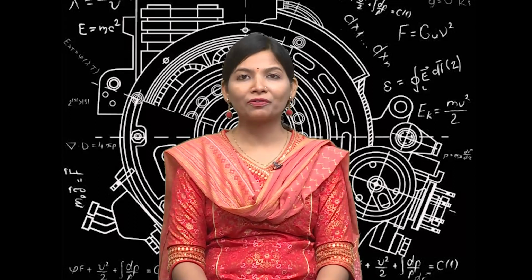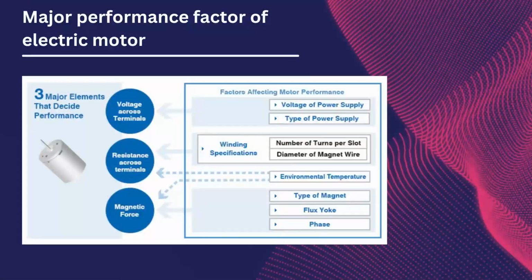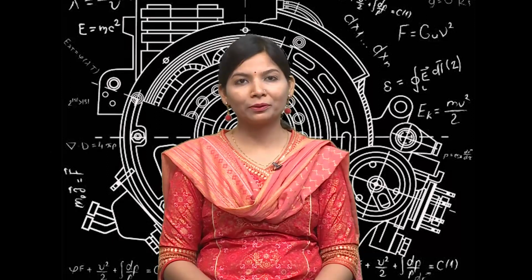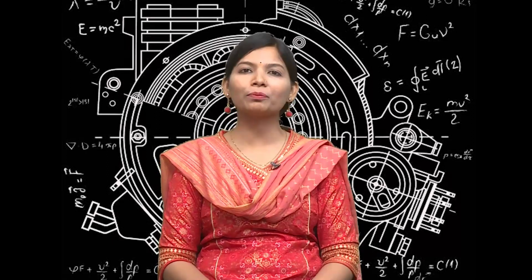Major performance factors of electric motor. Motor performance depends on three elements such as voltage across the terminals, resistance across the terminals and magnetic force. Various factors that affect these elements and change motor performance will be discussed here by way of giving some specific examples.